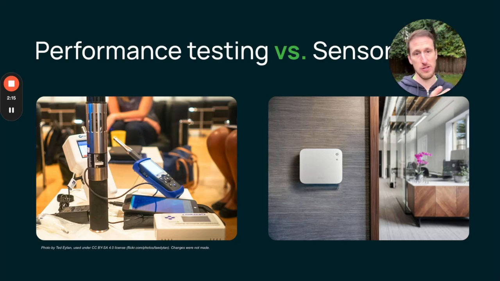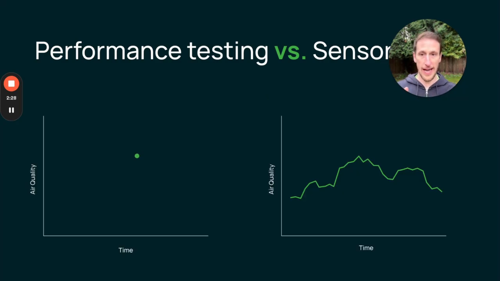On the right, you see sensor data. And in simple terms, this is just taking sensors, putting them on the wall, and measuring a lot of data over the long term. So this image is one way to look at it. Another way to look at it is this.